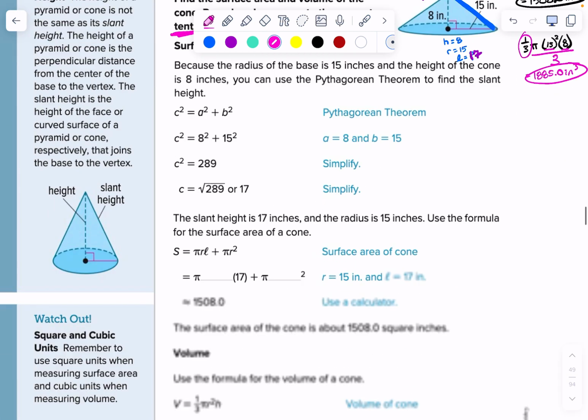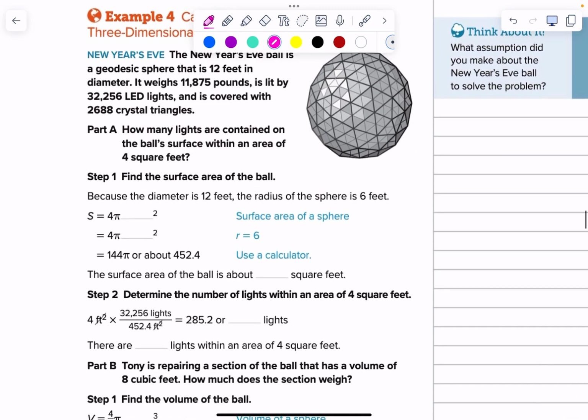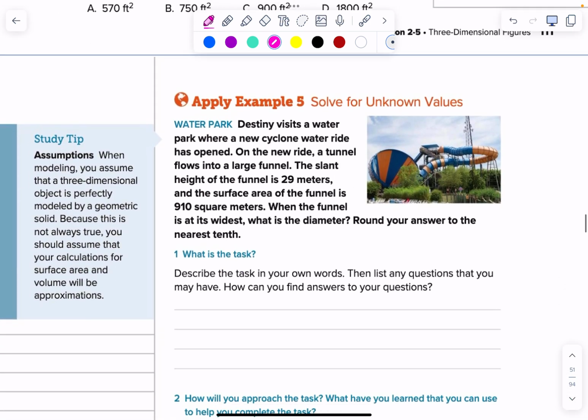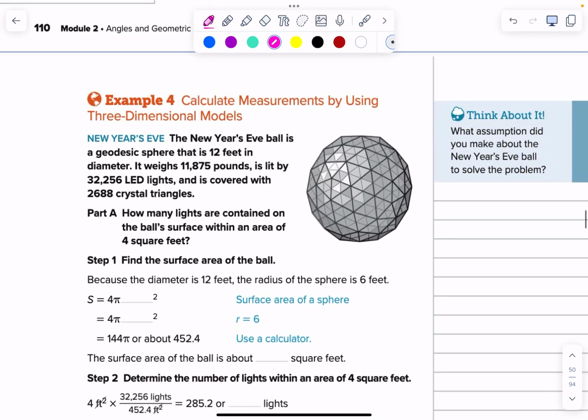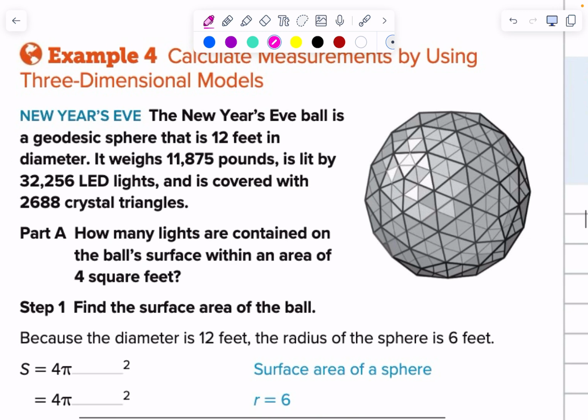Okay, let's go to another shape. Let's go down to... I don't want to do that one. Do we want to do the ball here, the New Year's Eve ball? Yes. The New Year's Eve ball, this is example 4, is a geodesic sphere that is 12 feet in diameter. That's not that big. 12 feet in diameter?